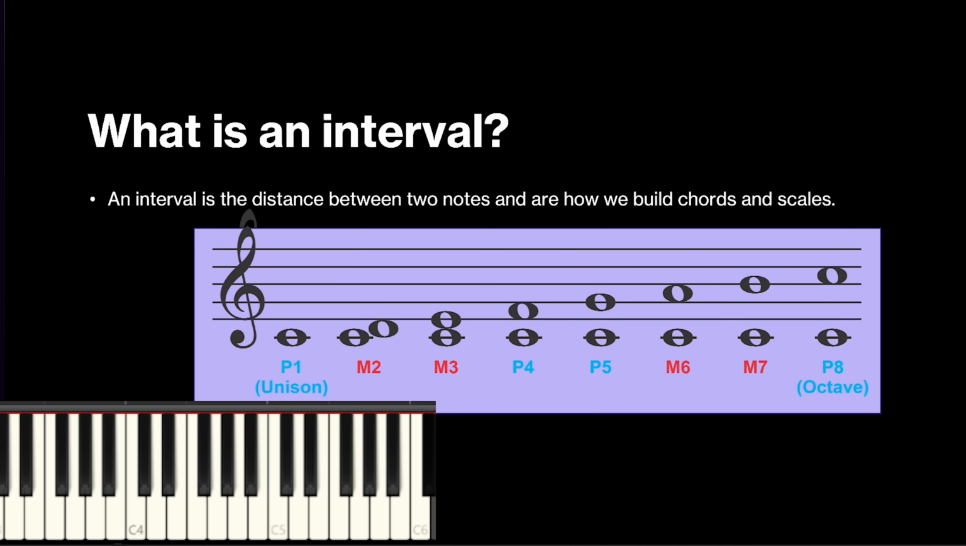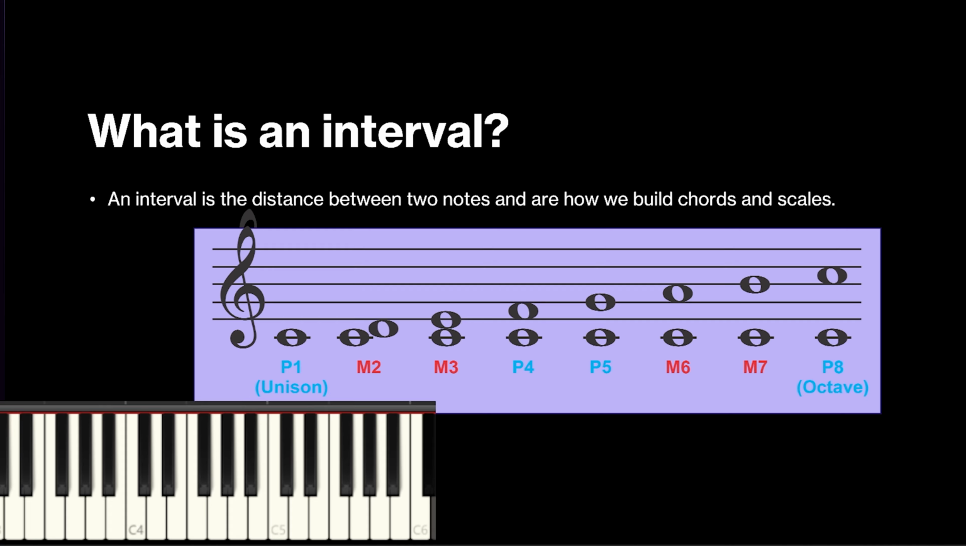So as you see here, we have a few different types of intervals. These are specifically the intervals for the major scale. We have a unison here, major second, major third, perfect fourth, perfect fifth, major sixth, major seventh, and perfect eighth. So now you might be like, okay, so what does that mean? What's going on? Don't worry, we're going to get right into that.